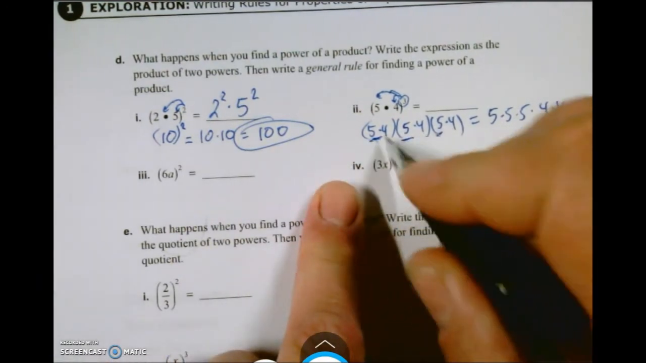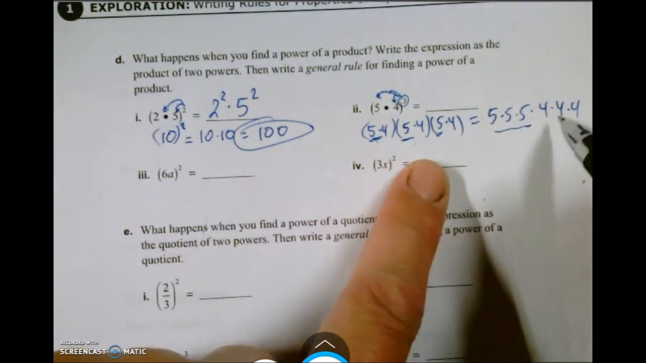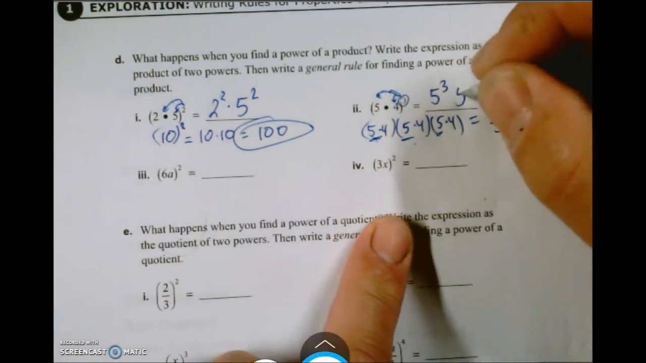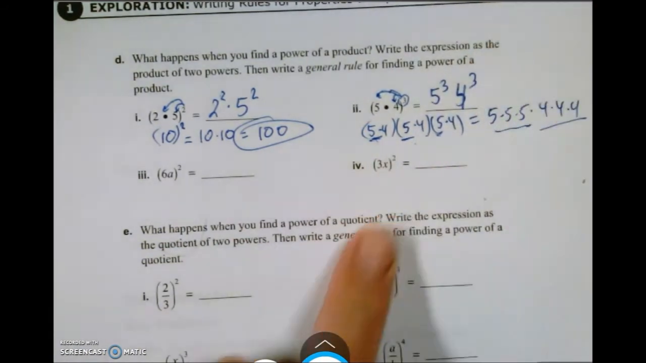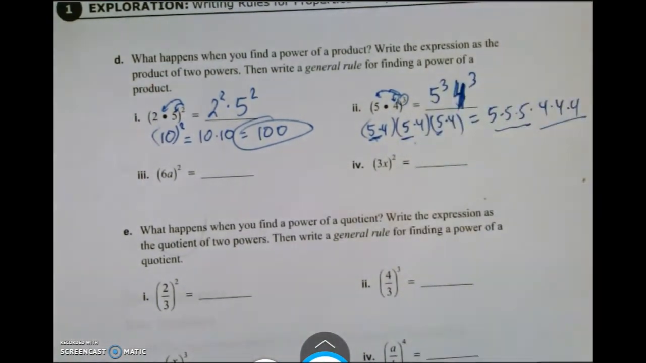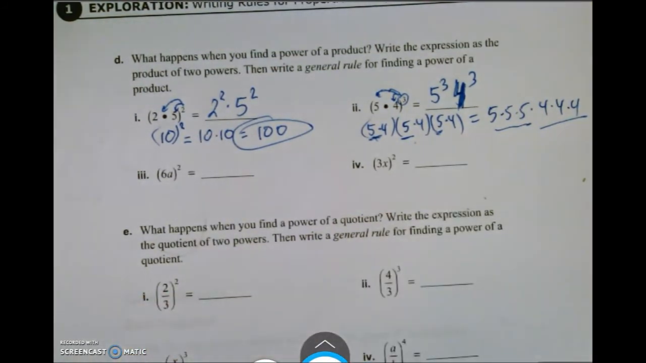It's the same thing. We wrote the 5 three times. We just multiply it three times. And then 4, 4, 4 is multiplied three times. So it's 5 to the third and 4 to the third. That's your answer. There we go. All right. Let's go and pause the video right here and see what you think the next two are.